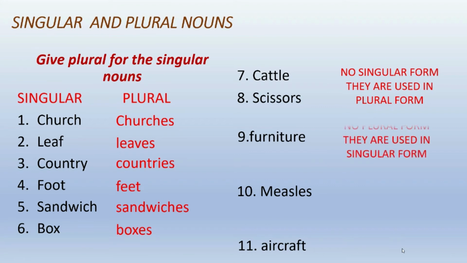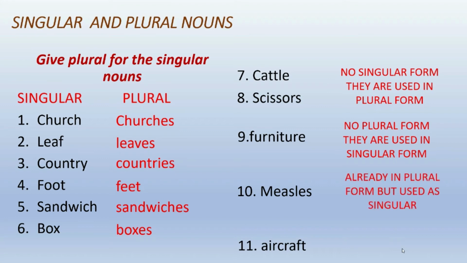You use it only in the singular form. Measles. Now already this is in plural form. It's a kind of disease. So it's already in plural form, but it is used as singular.